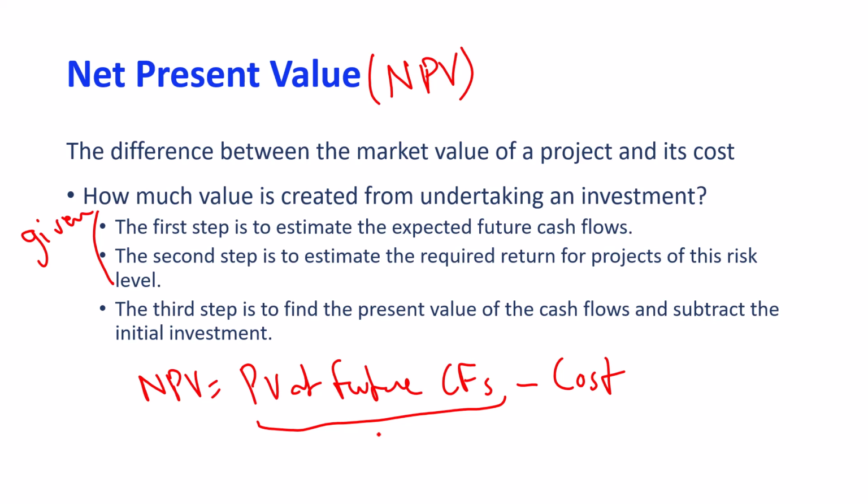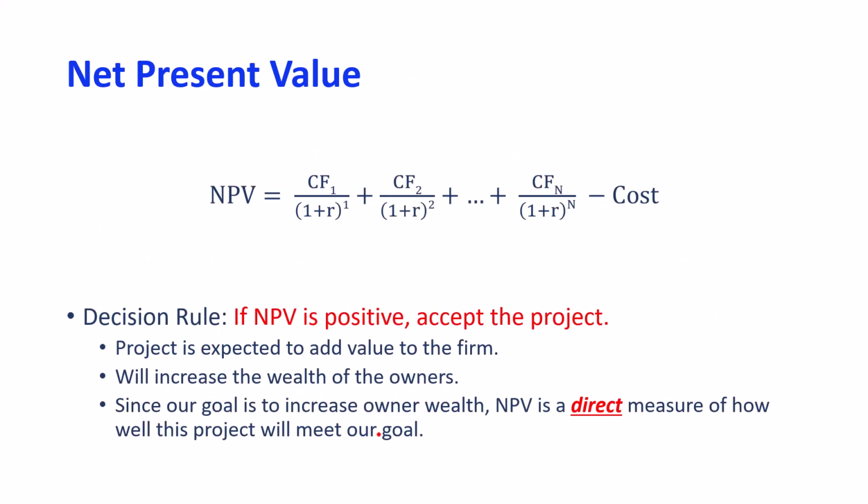So let's look at the formula for the NPV. All we're doing for the NPV is to discount the estimated future cash flows of the project, cash flow 1 through cash flow n, using the discount rate of the firm, and then subtract the cost of the project. The decision rule here is that if the NPV that you're finding is positive, then we're going to accept the project.